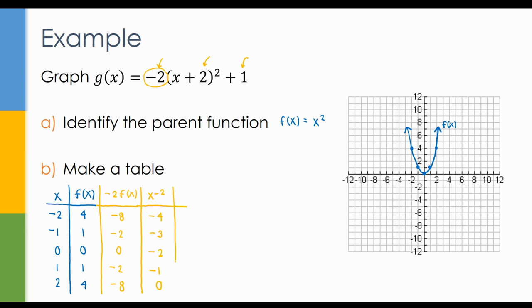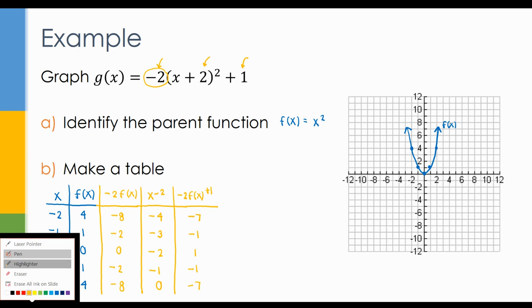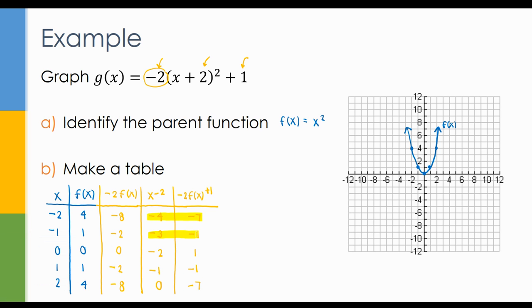The last thing we have to do is add on the 1. And because it happened outside, that means that's dealing with the y's. So our latest column with the y's was this negative 2 f of x column. I want to add 1 onto each of those numbers. So negative 8, I'm adding 1, so I'll get negative 7. Negative 2 plus 1 is negative 1. 0 plus 1 is 1. Negative 2 plus 1 is going to give us negative 1. And then negative 8 plus 1 is negative 7. So that gives us the ordered pairs that are going to be my g of x function.